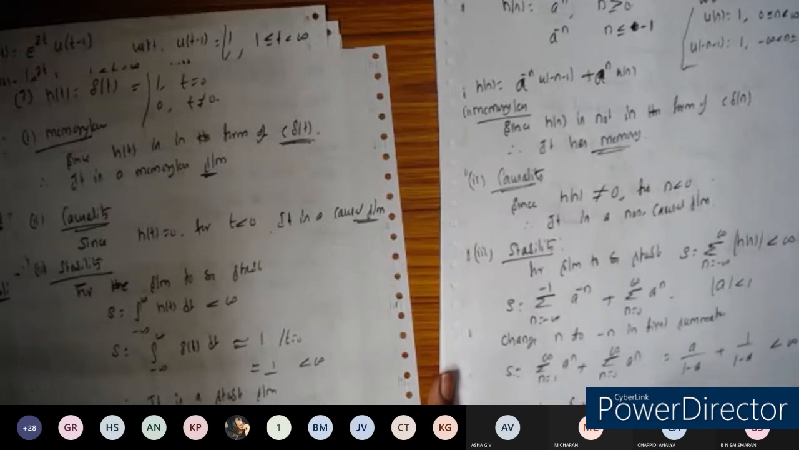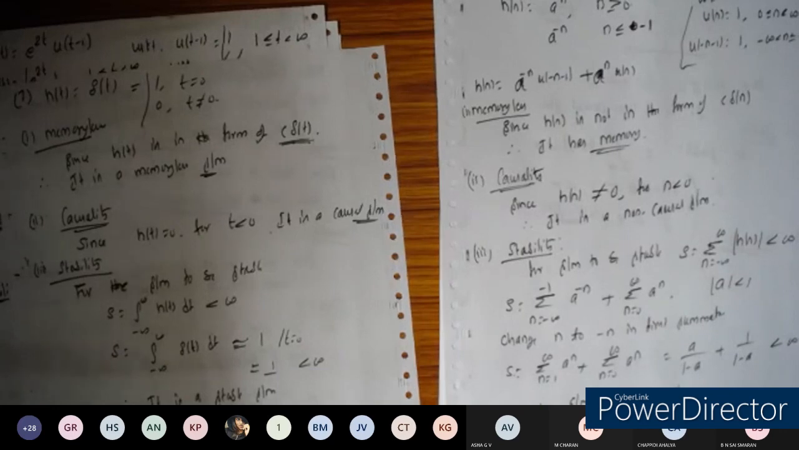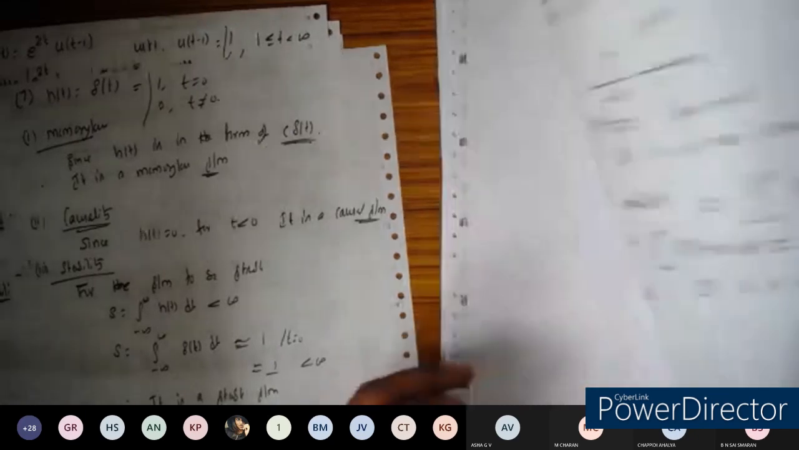Therefore, the system is a stable system. It is a stable system. Any doubts in this one? Done, right? Okay, so let us take the next problem.